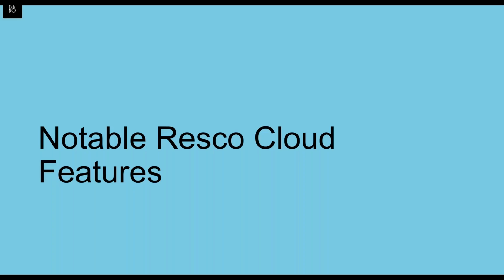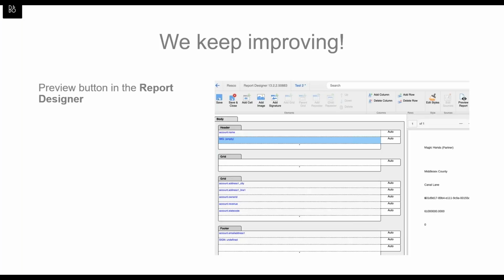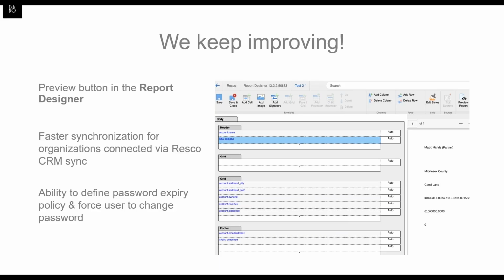Next is Resco Cloud features. We added a few interesting things into our own Resco Cloud backend. First one is a new button in the report designer that generates a preview of the report you're working on and helps you see how it is going to look. A huge time saver, I would say. There's also faster synchronization for organizations connected via Resco CRM Sync. And in terms of security, we are providing the ability to define a password expiration policy and the ability to force users to change their passwords.